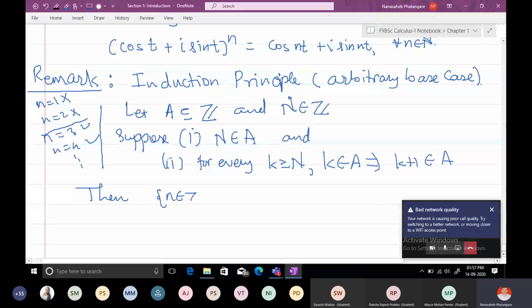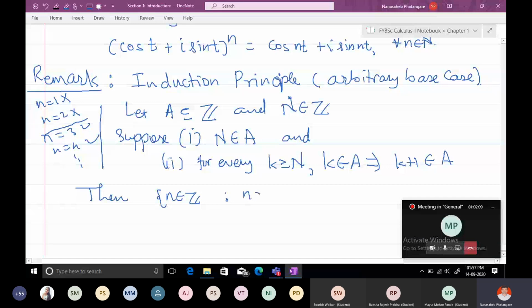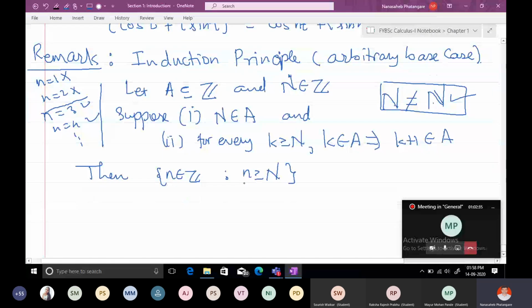Remember that this n and this n are not the same. This is a particular number n and this is a set of natural numbers. So you should understand that these two are different things. If you choose all integers greater equal n, then it is a subset of A, an arbitrary case. So this is more general. That means this is true for integers.